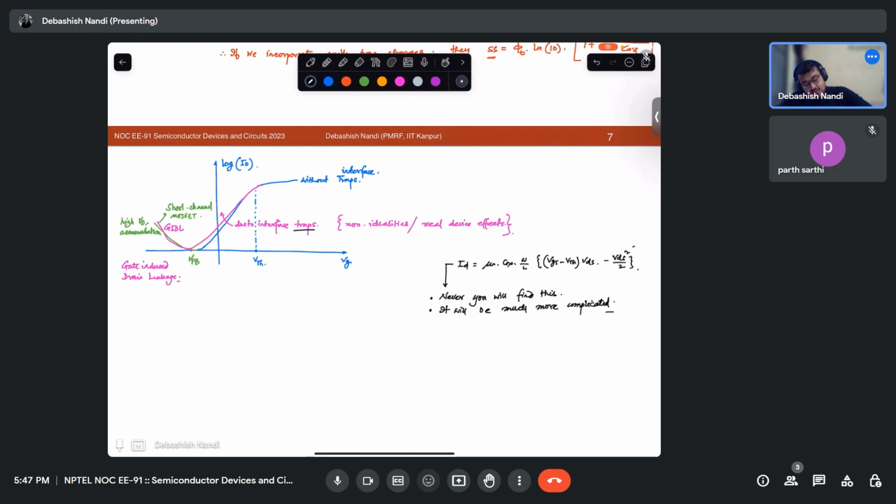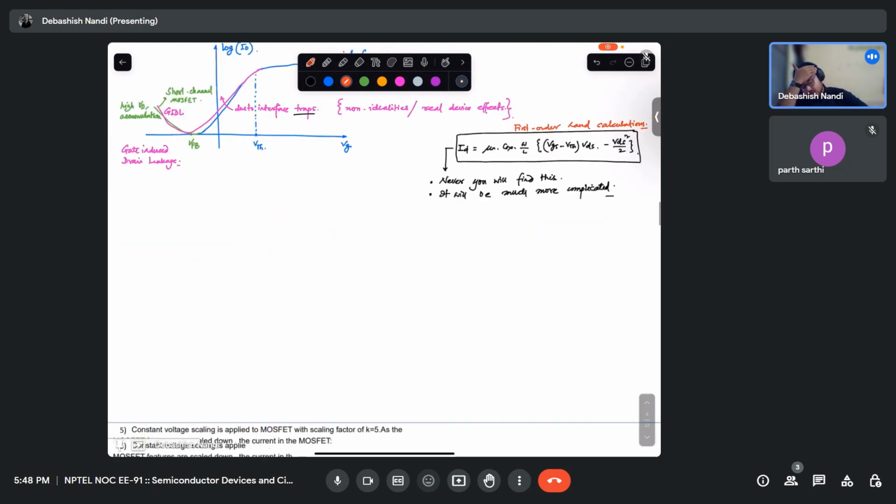But again, these kinds of equations are very important. So you would ask me, why do we use these equations? These equations are very important for first order hand calculations, okay. Okay, so let's move on.